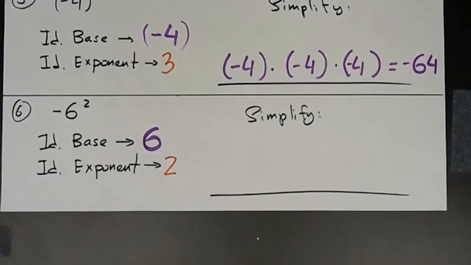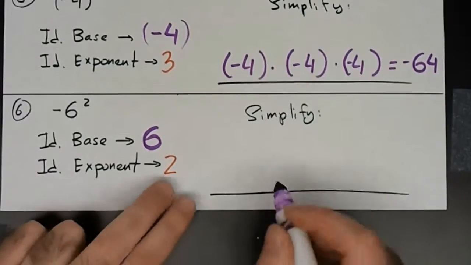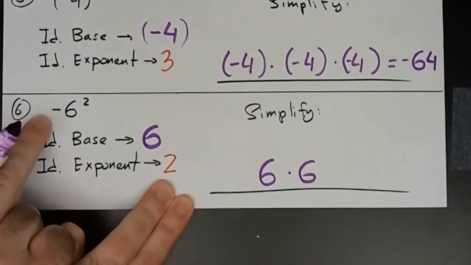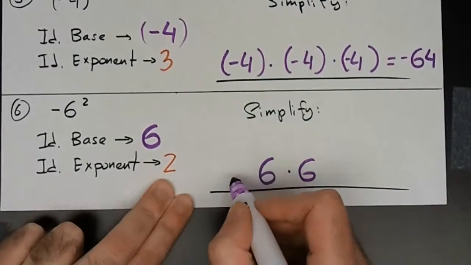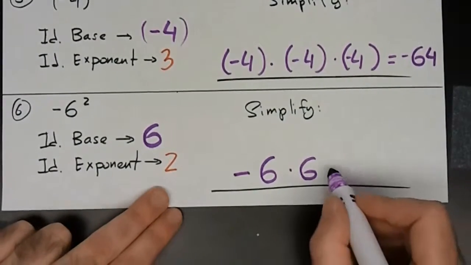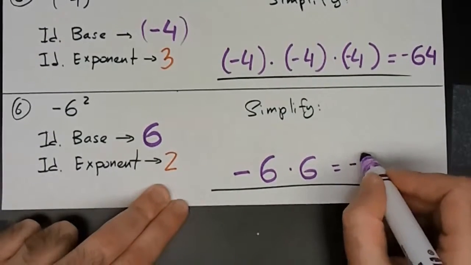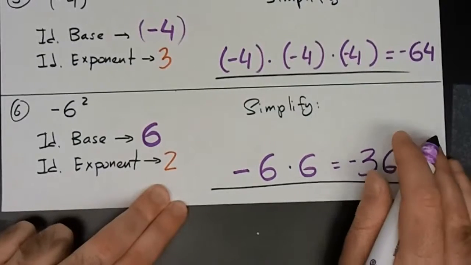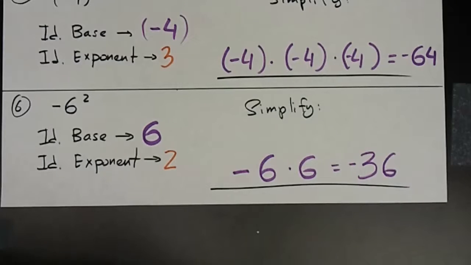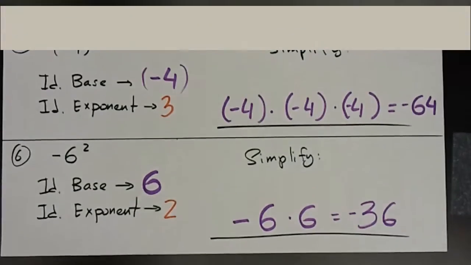So when you simplify this, the exponent 2 tells you to multiply the base against itself twice. 6 times 6. But don't forget, this negative right here didn't go away. It's still there. So you have to write it exactly once. So -6 times 6, that's a -36. Questions on number 6? Because that could have gotten a little confusing. Alright, then I want to go ahead and move on to number 7.